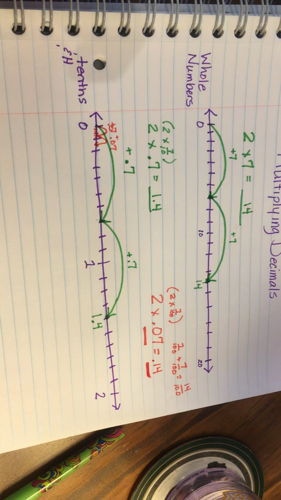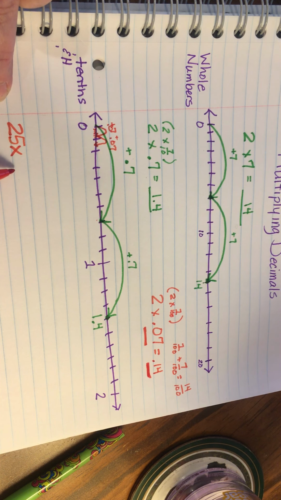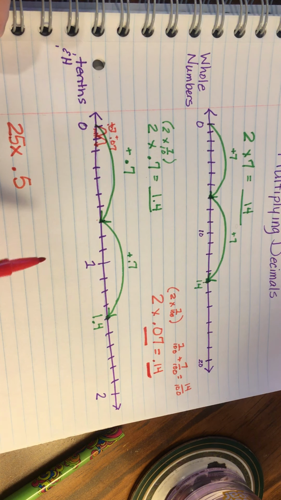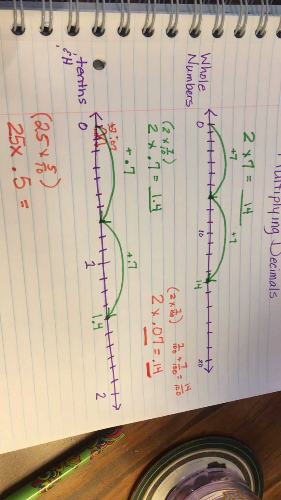So let's try that again with another problem. Let's think about 25 groups of 5/10, or 25 times 1/2. So first thing I'm going to do is think about how big this answer is going to be.